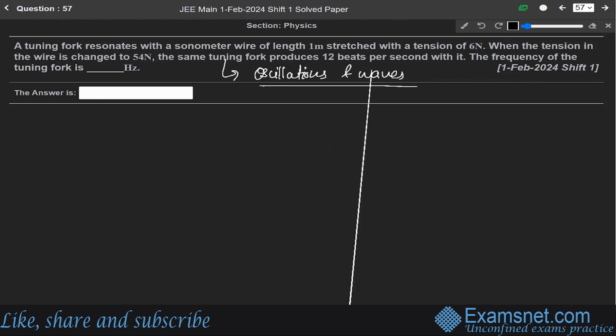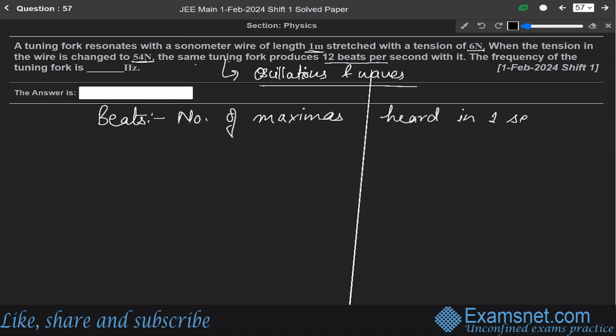At first, when the length is 1 meter, the tension is 6 Newton. And in the second case, the length is the same and the tension is changed to 54 Newton and the tuning fork produces 12 beats per second. Beats means number of maxima heard in 1 second. Okay. So the formula for frequency f is equal to 1 over 2L under root T over mu.